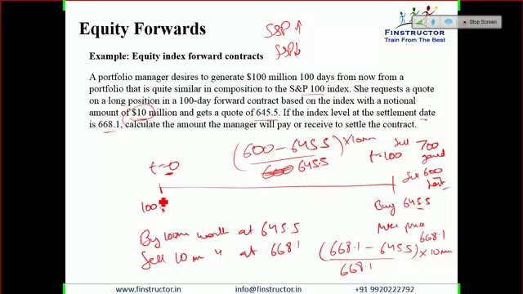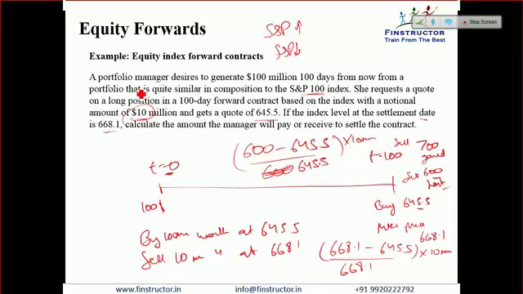So by longing this forward contract, she has essentially converted her $10 million position into a position on the S&P 500, because if the S&P 500 goes up, she gains. If the S&P 500 goes down, she loses. So her portfolio now will generate a return similar in composition to the S&P 100 index.